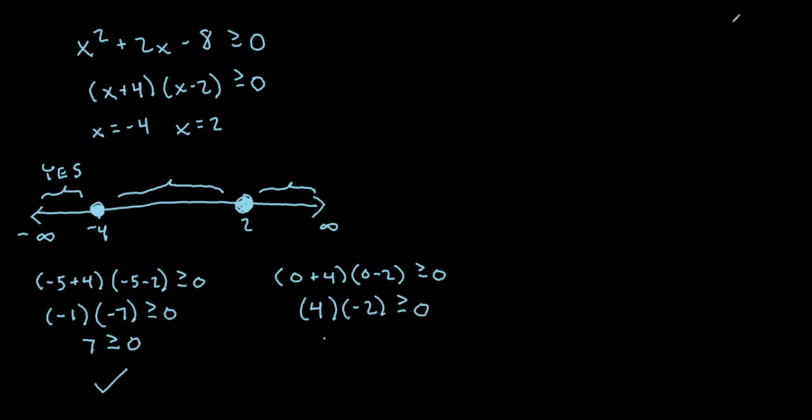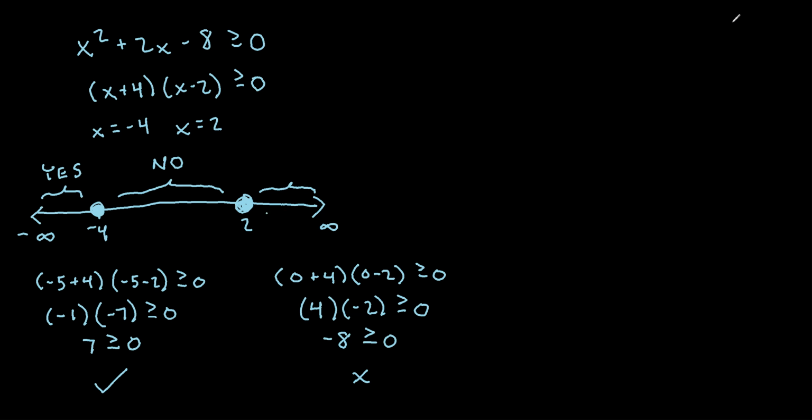4 times negative 2, that's negative 8. So let's check, is negative 8 greater than or equal to 0? Well, no, it's not. So we would say no for this region. Any value that we plug in that is between negative 4 and 2 does not actually produce a number that's greater than or equal to 0.